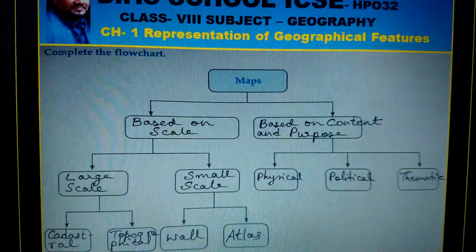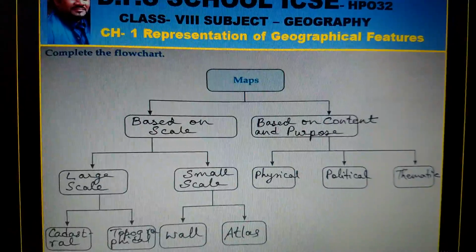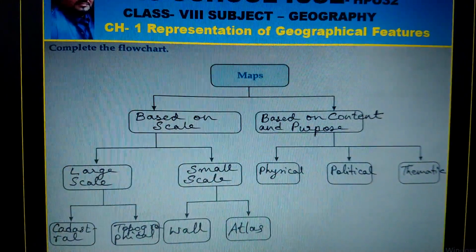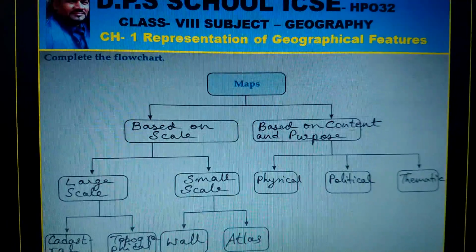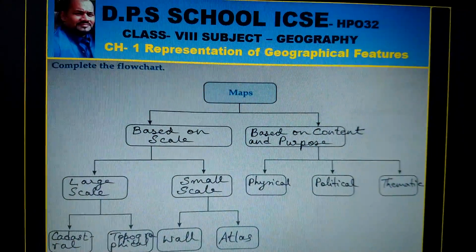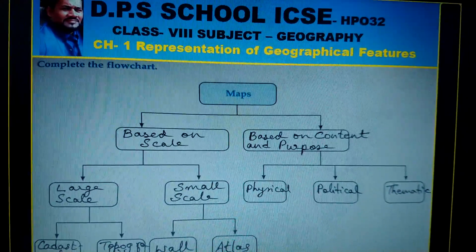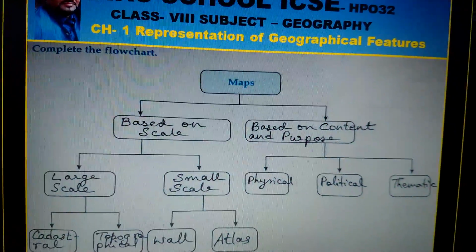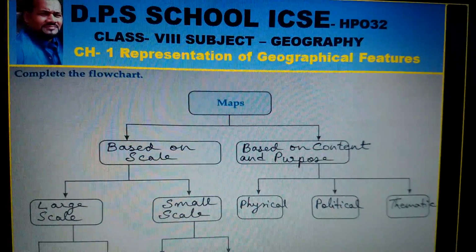Now when we see the large scale, there are 2 types of large scale. One is the cadastral and the other is the topographical. When we see the small scale, we see the 2 types. One is wall maps and the other is the atlas maps. Then we come to the based on the content and purpose. We see 3 types are there. One is physical, then political and thematic.